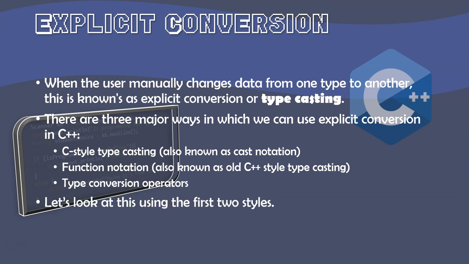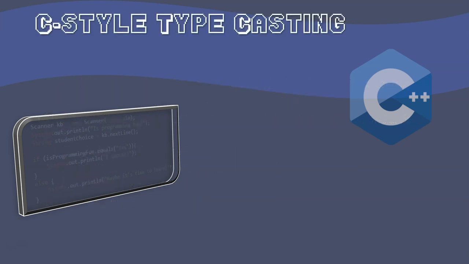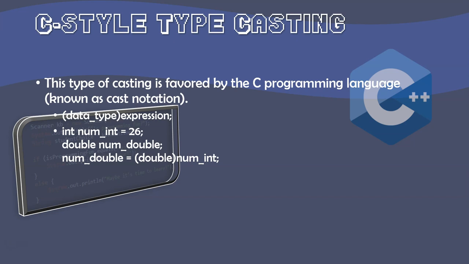Let's look more at the first two styles because those are probably the two more common ones you're going to encounter. So with the C-style typecasting, this is the type of casting that's much more favored by the C programming language because remember, C++ is built off of C. This is again known as cast notation. And the format is always parentheses, whatever data type you want it to be, and parentheses, and then your expression.